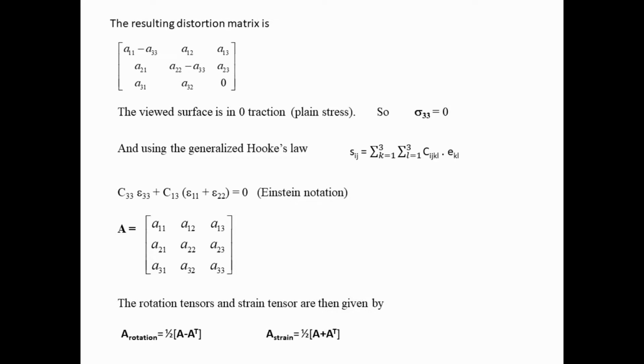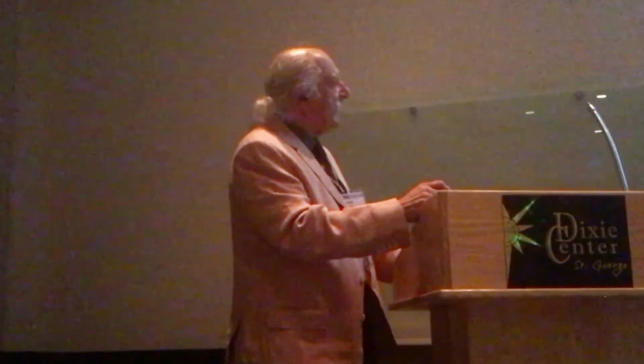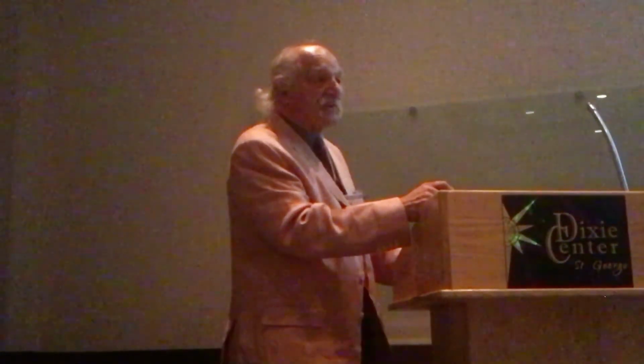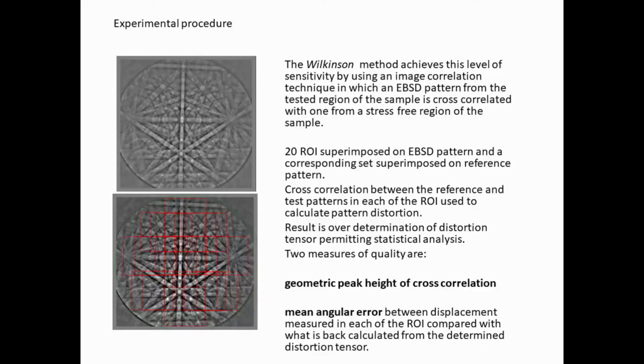Now, the viewed surface is in 0 traction, so sigma 33 is 0, and then using the generalized Hooke's law to find out what the strain is with sigma 33 at 0, we put it into here, and we can extract the full deformation tensor from that little bit of geometry on that assumption. It's a deformation tensor at this stage, and we break it into a symmetric part, which is the elastic strain, and an antisymmetric part, which is the rotation. And that's basically what is done.